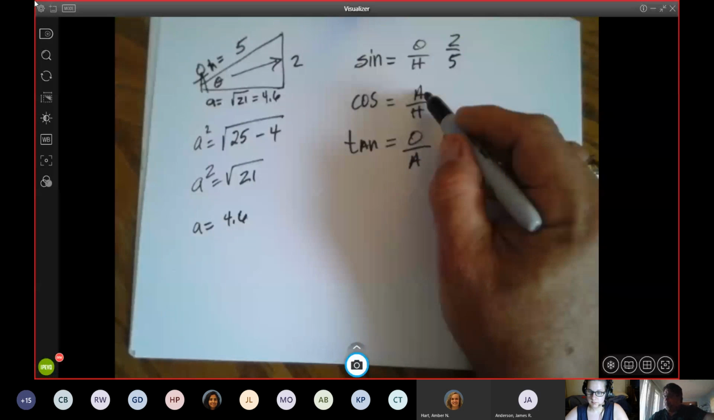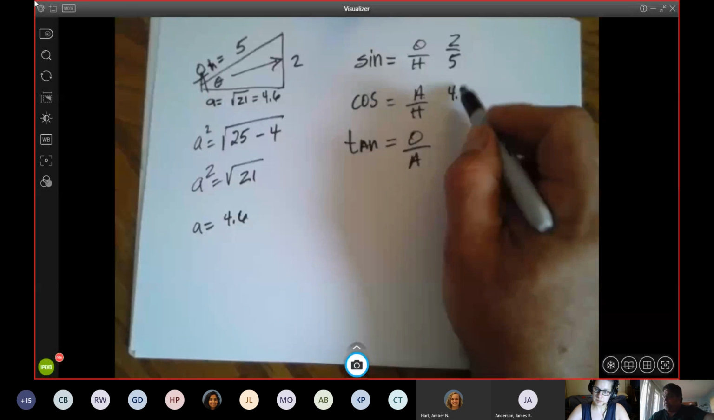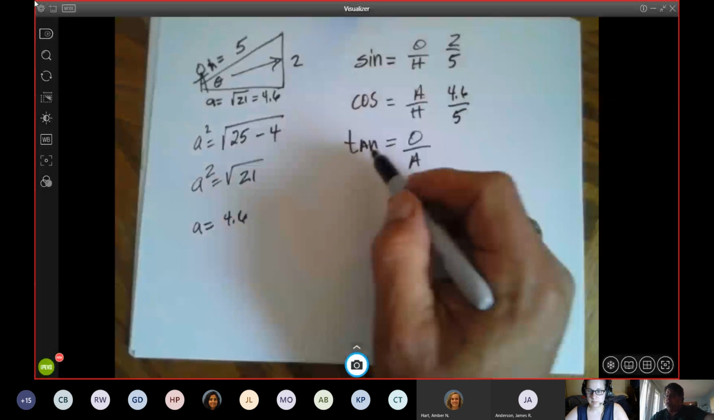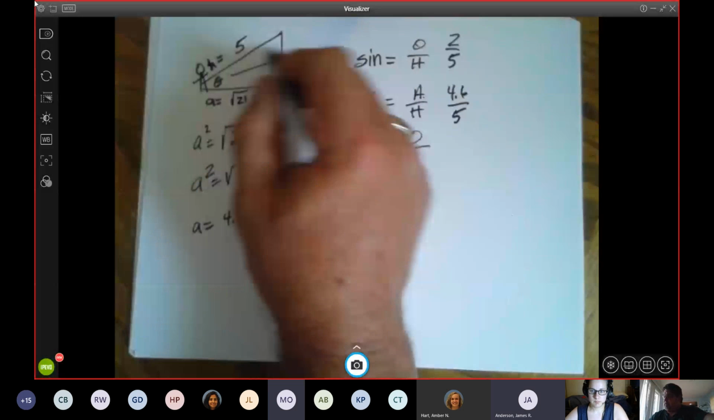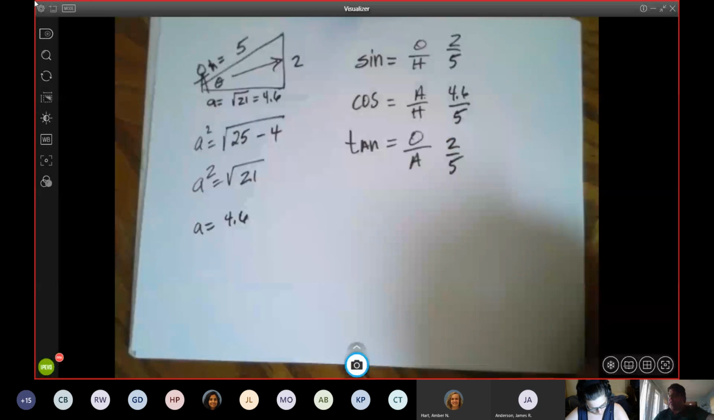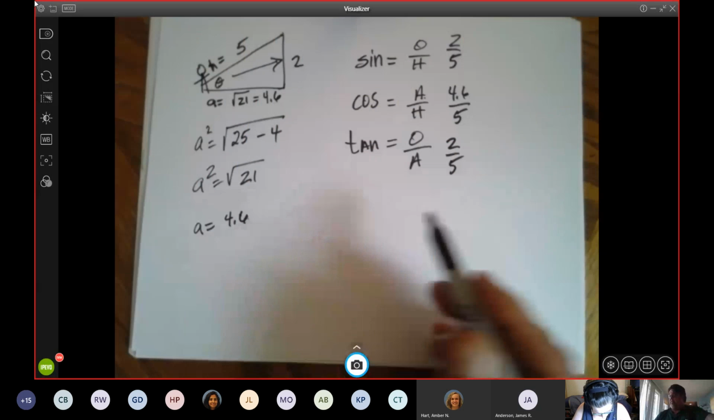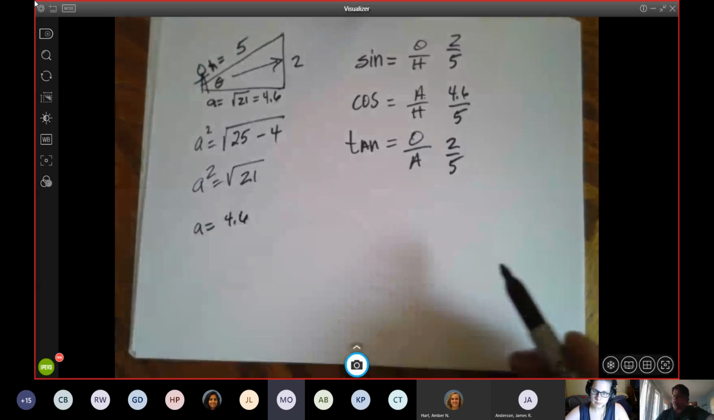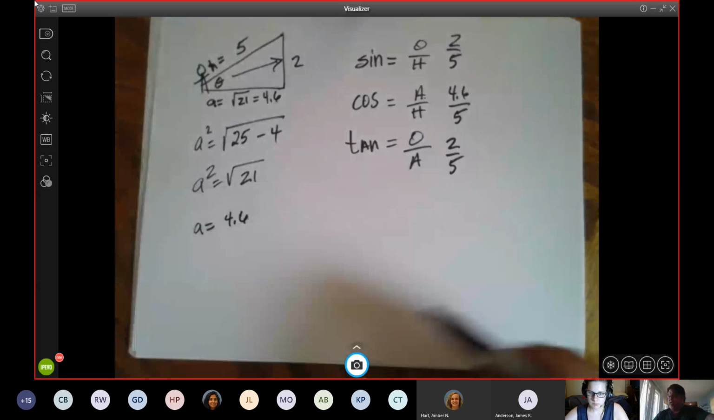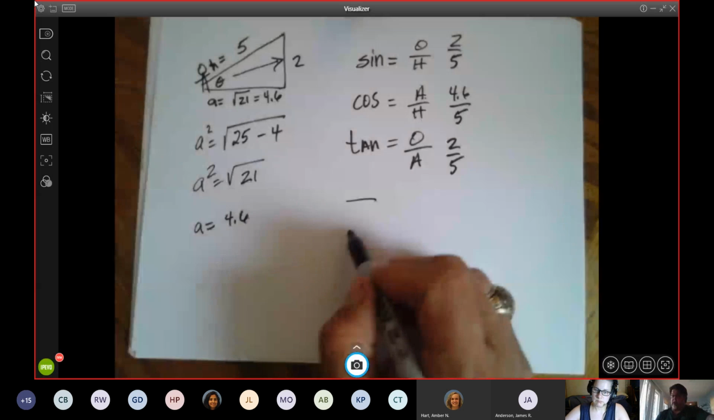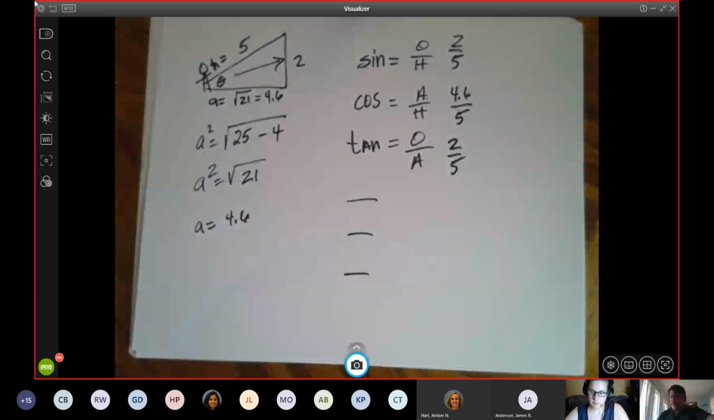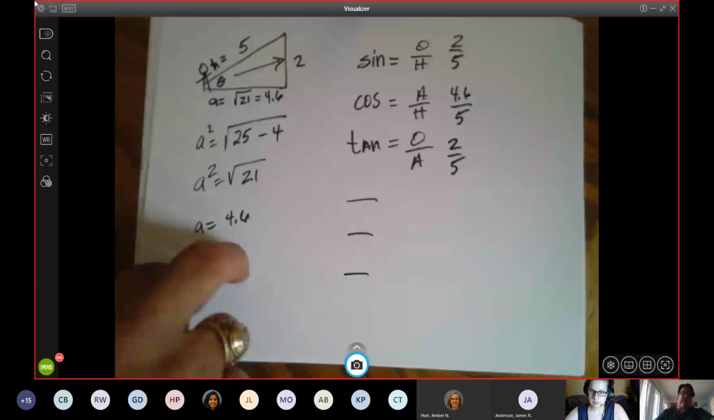And adjacent is 4.6 over 5. And the tangent is 2 over 4.6. And of course, the cotangent would be 4.6 over 2. The secant would be 5 over 4.6. And the cosecant will be 5 over 2. I'm going to let y'all do those. I'm not going to do those because this is a review. You should know how to do that. Make sure you know your special angles.